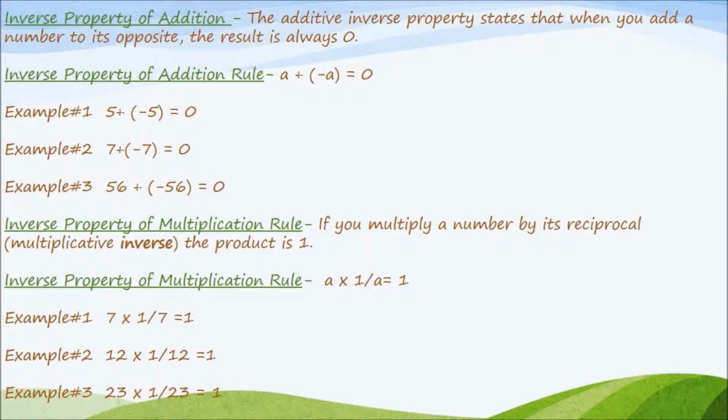Let's talk about the inverse property of multiplication rule. It states if you multiply a number by its reciprocal, that's the multiplicative inverse, the product is 1. The formula will be written in the form of a times 1 over a equals 1. Let's do some examples. Example 1. If you have 7 times 1 over 7, it equals 1. Example 2. 12 times 1 over 12 is equal to 1. Example 3. 23 times 1 over 23 is equal to 1.